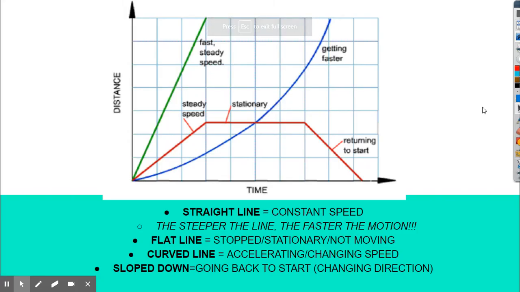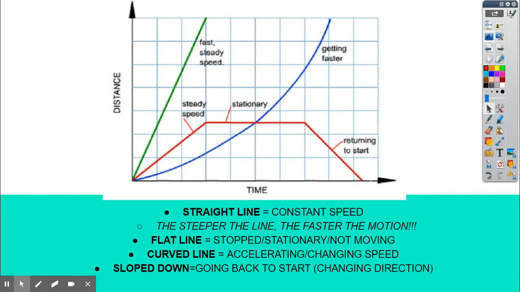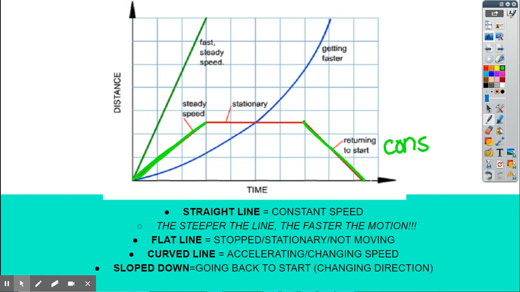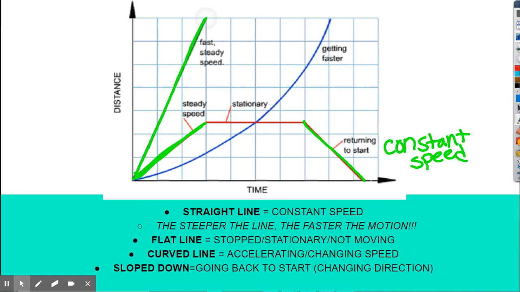So, just to review what we went over, this straight line at an angle is a constant speed. The steeper the line, the faster the motion. So we have a line here, and then we have a line here that is way steeper. This would be the faster speed.